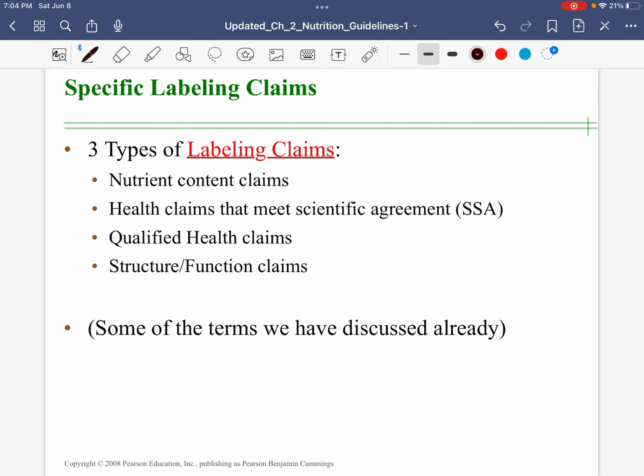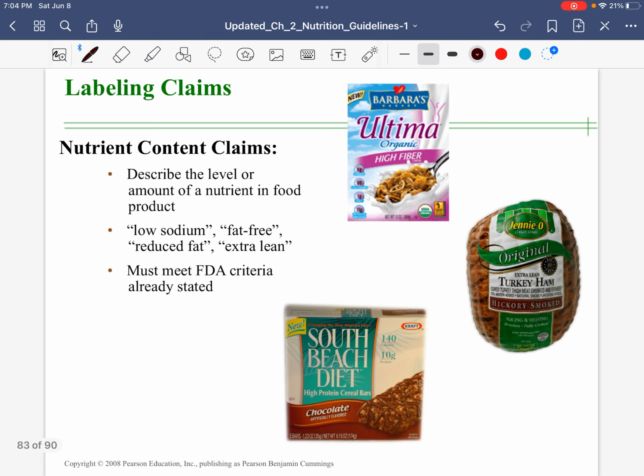All right. We're going to get towards the end here. Specific labeling claims. So we've already talked about there are some rules about companies being able to say our meat is lean or our potato chips are reduced fat. There's also a set of guidelines based off of claims. Some of these we already talked about. We're going to add some more.